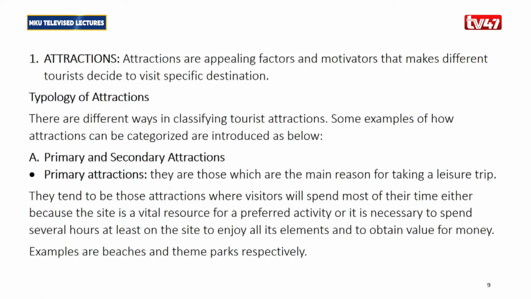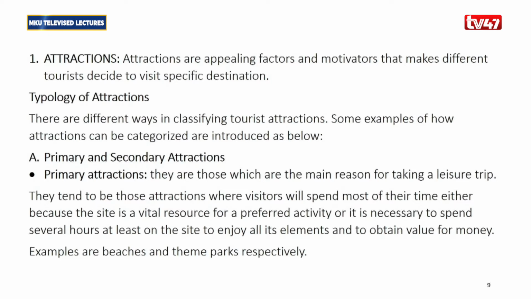Based on the typologies of attraction, I can say that attractions can be categorized into two with respect to various kinds of bases. One, the first category is primary versus secondary attraction. Anything primary is the core reason as to why a person decides to travel. So when I talk about primary, it is the core or the main appealing factor that makes a person want to visit a given destination.